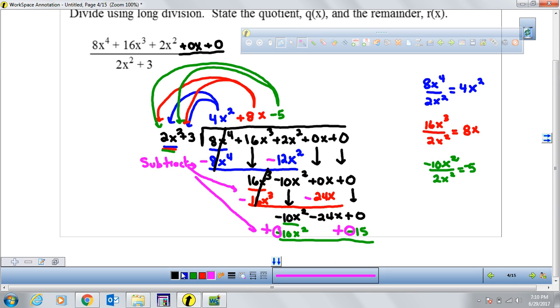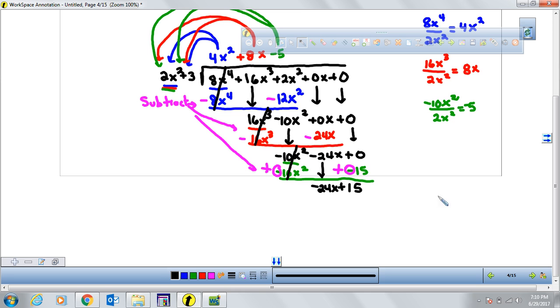So then, what are we going to get? Negative 10x squared plus 10x squared cancels. 0 plus 15 is going to be positive 15, and then we're going to bring down the negative 24x. And basically, we cannot divide anymore because the power of the dividend is smaller than the power of the divisor. This is when we stop.